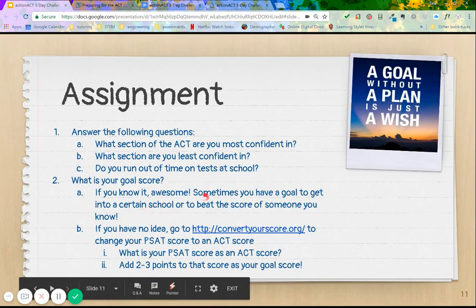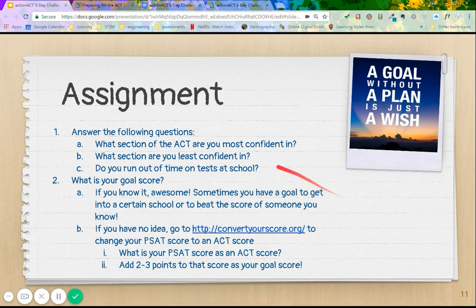All right. So now time for your assignment. On the worksheet that you printed out, I want you to answer a couple of questions. Give some thought to what section of the ACT you are most confident in, and what section you are least confident in. And think about whether timing is an issue for you on tests at school, because knowing your best and worst, if you concentrate on those, you can move the average the fastest. If you do run out of time at school, there's a good chance you're going to run out of time on the ACT, and it's something to keep in the back of your mind as you're preparing.